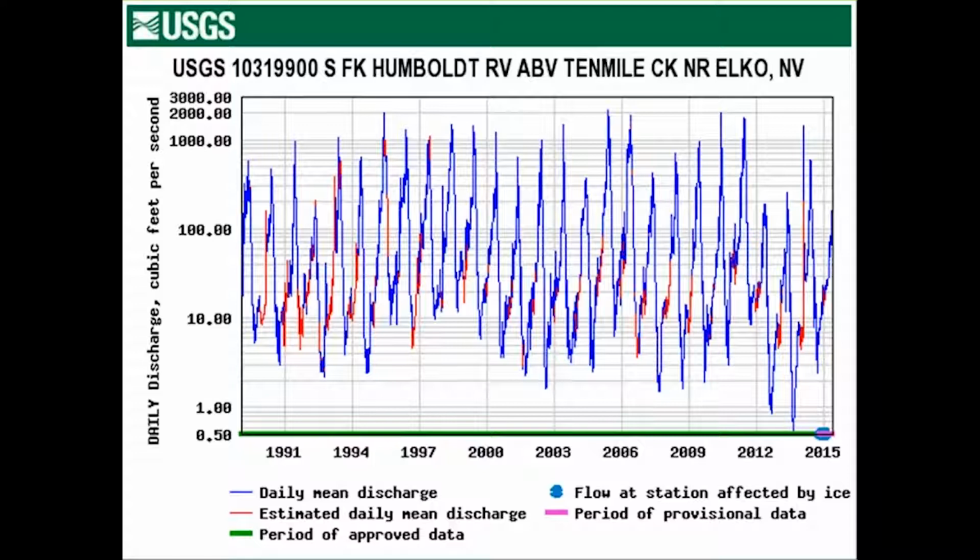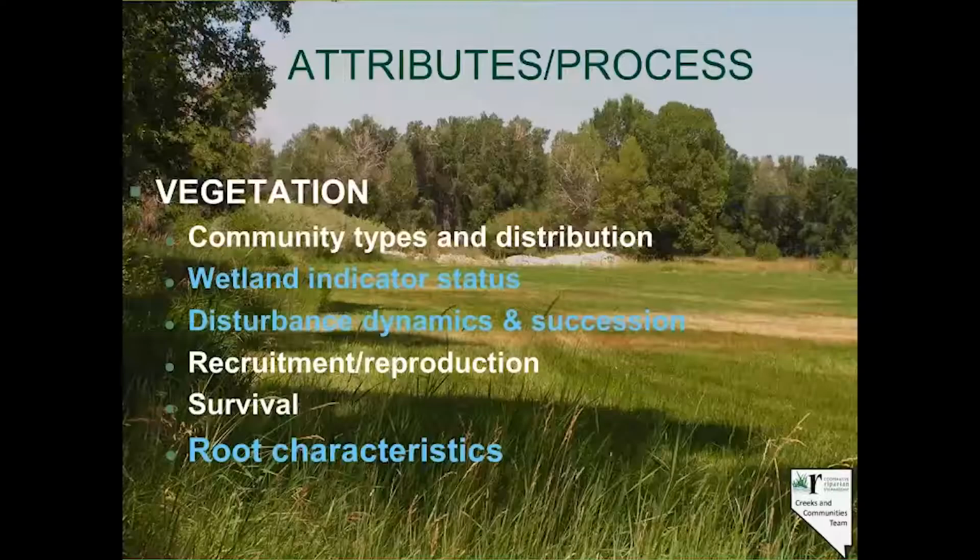And then on to that third leg of the stool, vegetation here, so community types and distribution. Most streams don't necessarily have a perfect pattern of vegetation that is uniform as you move up or downstream or from one bank to the other. There's usually some sort of mosaic. What's the wetland indicator status of those plants? And again, this is the plants that are there currently versus the plants that you might expect to see.